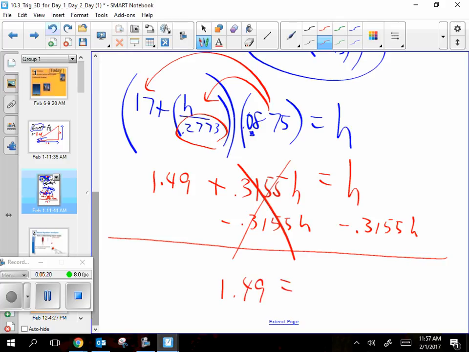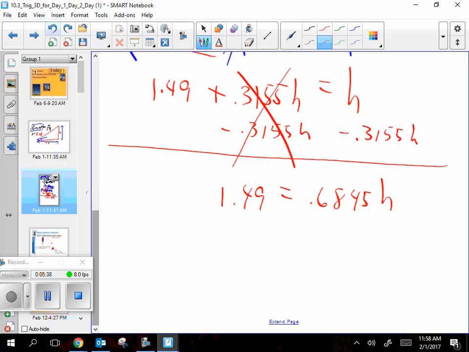1.49 equals h minus, well, let's just do that. What is 1 minus... okay, I think I can do this in my head. Maybe I'm wrong. 0.6845, I think. Can anybody verify that? All right, excellent. And then I'm going to divide both sides by that.